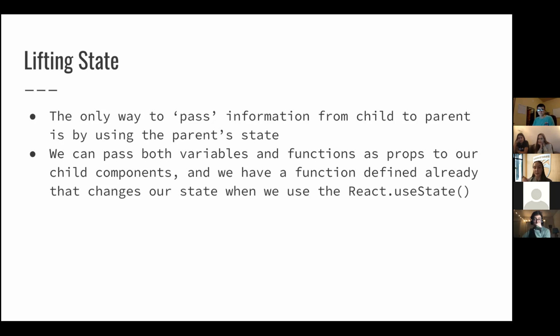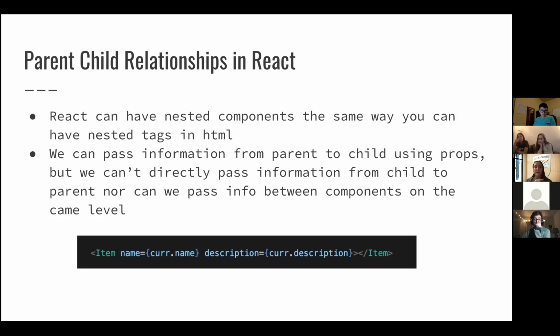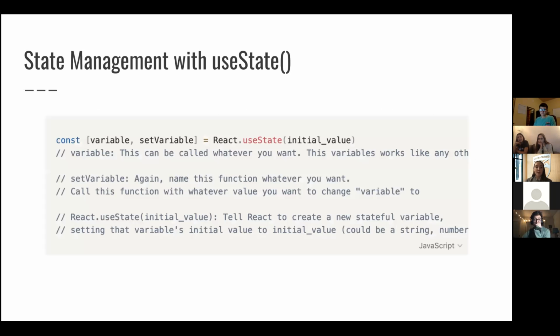So if you go back 2 slides, Eric, sorry. In this example, we have variable and set variable. The set variable is a function that will always change that component's state. So what we can do is pass the set variable function to a child component, and the child can use that function to change the state of its parent. So now go 3 slides forward.